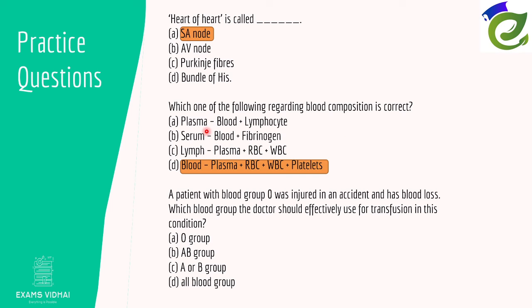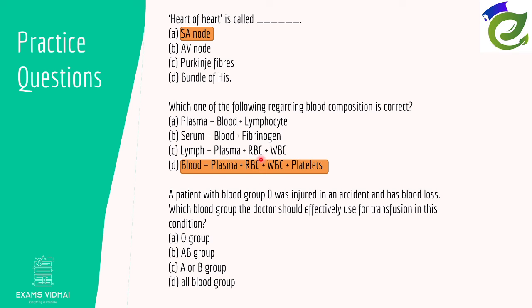Let's look at the other options. Plasma contains blood and lymphocyte. Wrong. Plasma is a part of blood, but blood contains plasma. Plasma does not contain blood, and neither lymphocyte. Serum, for now you don't have to worry about it. This is not the correct option. Serum is another term.